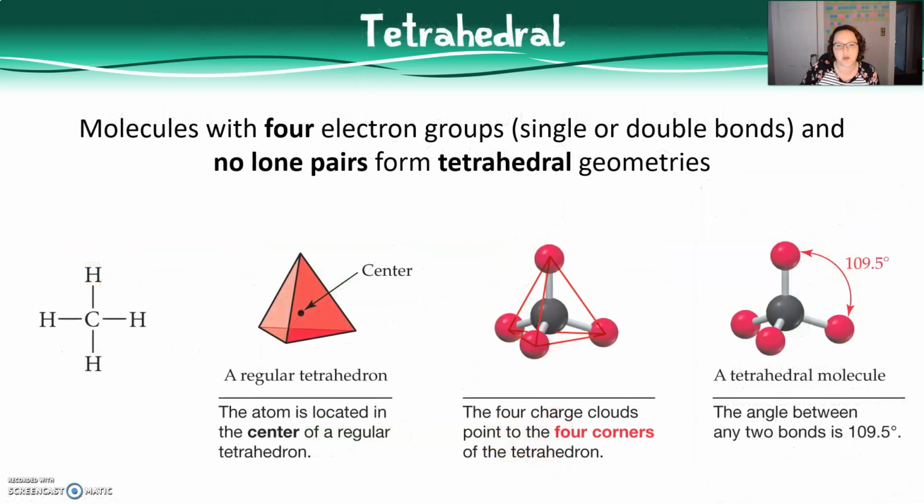Tetrahedral geometries occur when there are 4 electron groups around a central atom, as in the example below for methane. Tetrahedral structures will have a 109.5 degree bond angle the whole way around the structure, as these are very symmetric molecules.